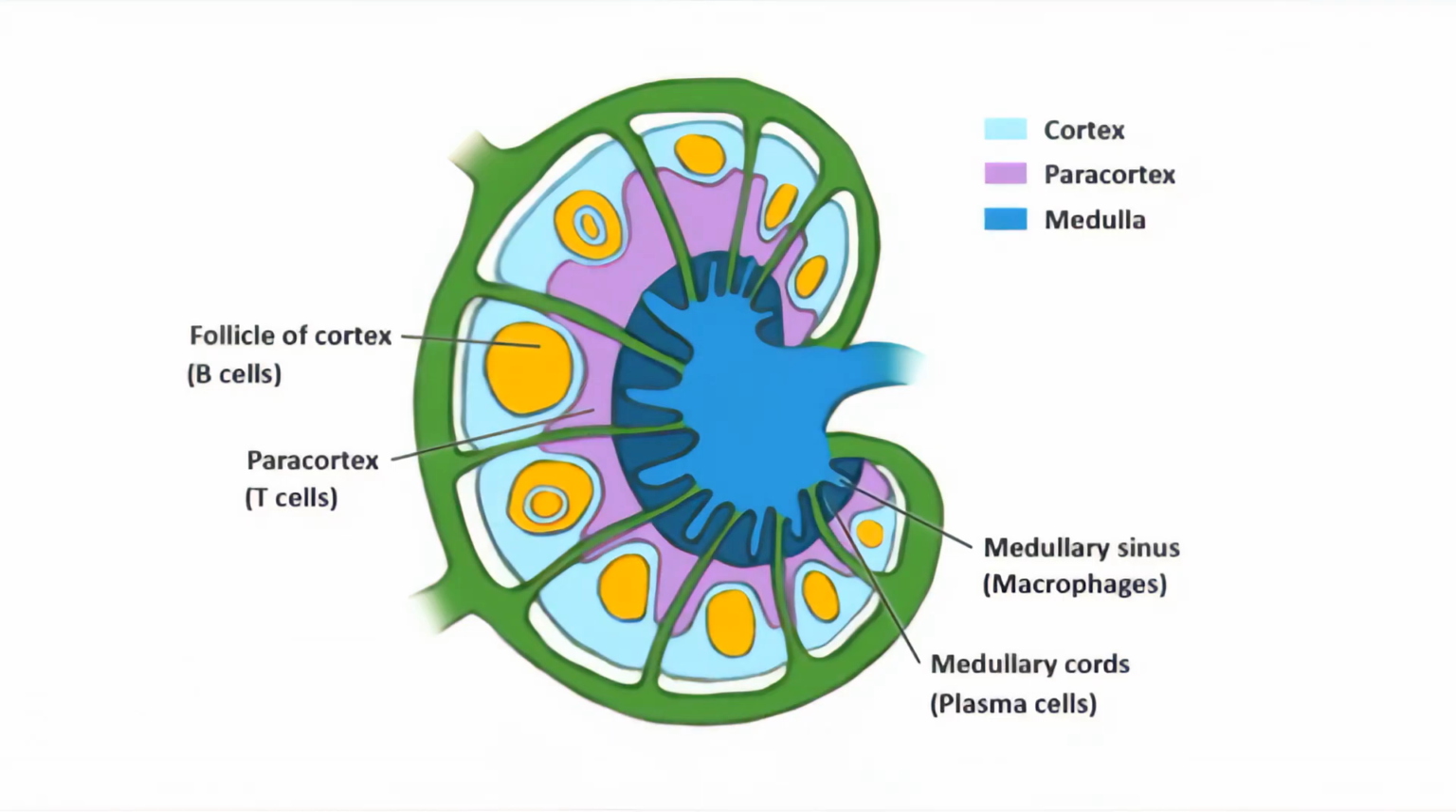One thing that's worth knowing is where you might find these particular cell types within the lymph node. This is a drawing of a lymph node. The green vessels coming in are the lymphatic vessels, the afferent lymphatics.